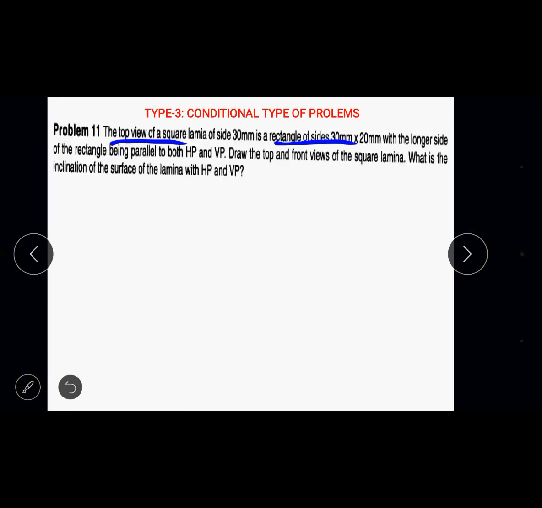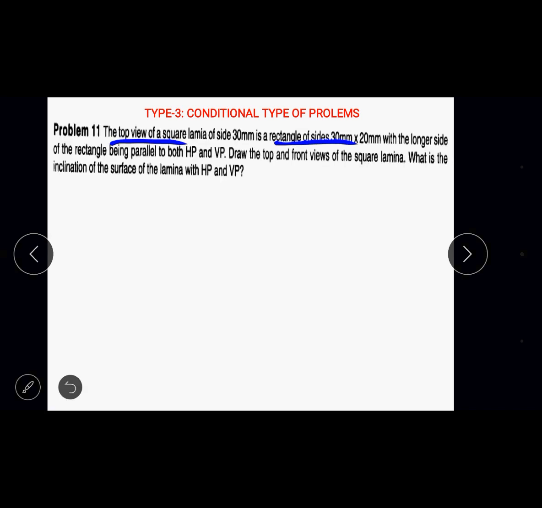It's the same problem. If I tell you that the front view of a square lamina of 30 mm side is a rectangle of 30 and 20, then it will take category 2. It will be a VP resting case. If I change the statement just by replacing the word top view with front view, the problem gets converted from HP resting to VP resting. Therefore, the top view of a square lamina in the form of a rectangle suggests that it is category 1, an HP resting case.